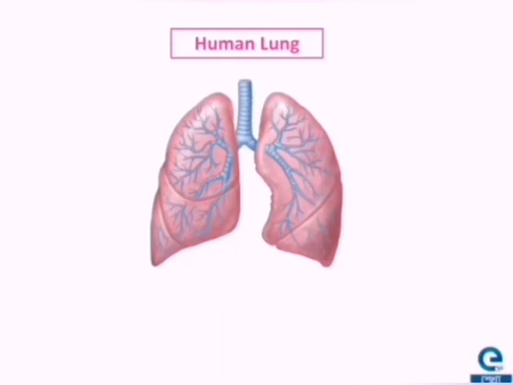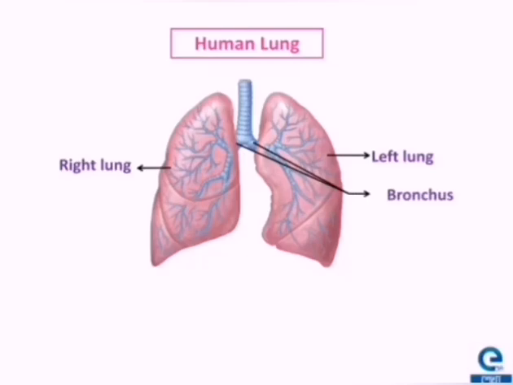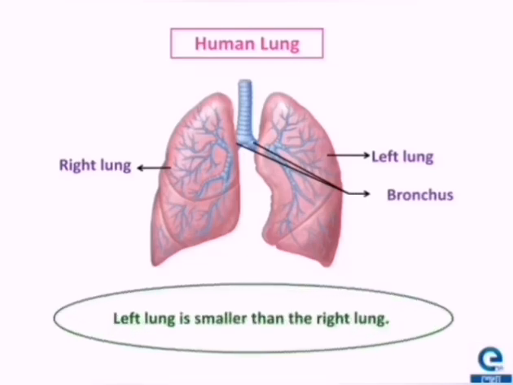Now we will see the image of the human lung. It is the human lung. These are the right and left lung. This is the bronchus and the left lung is smaller than the right lung.